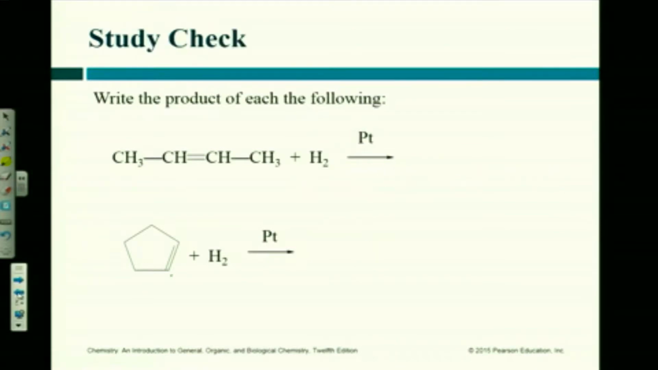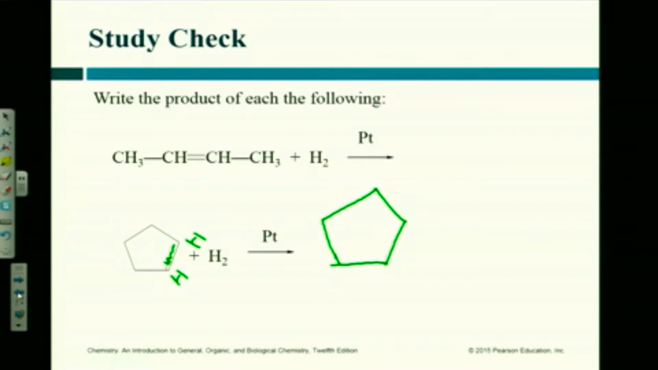Megan's question was, what happens? Well, our two hydrogens just join at either side, and then we get rid of that. So if that happens, what are we left with? What's the name of this? Not pentane, but cyclopentane, right?